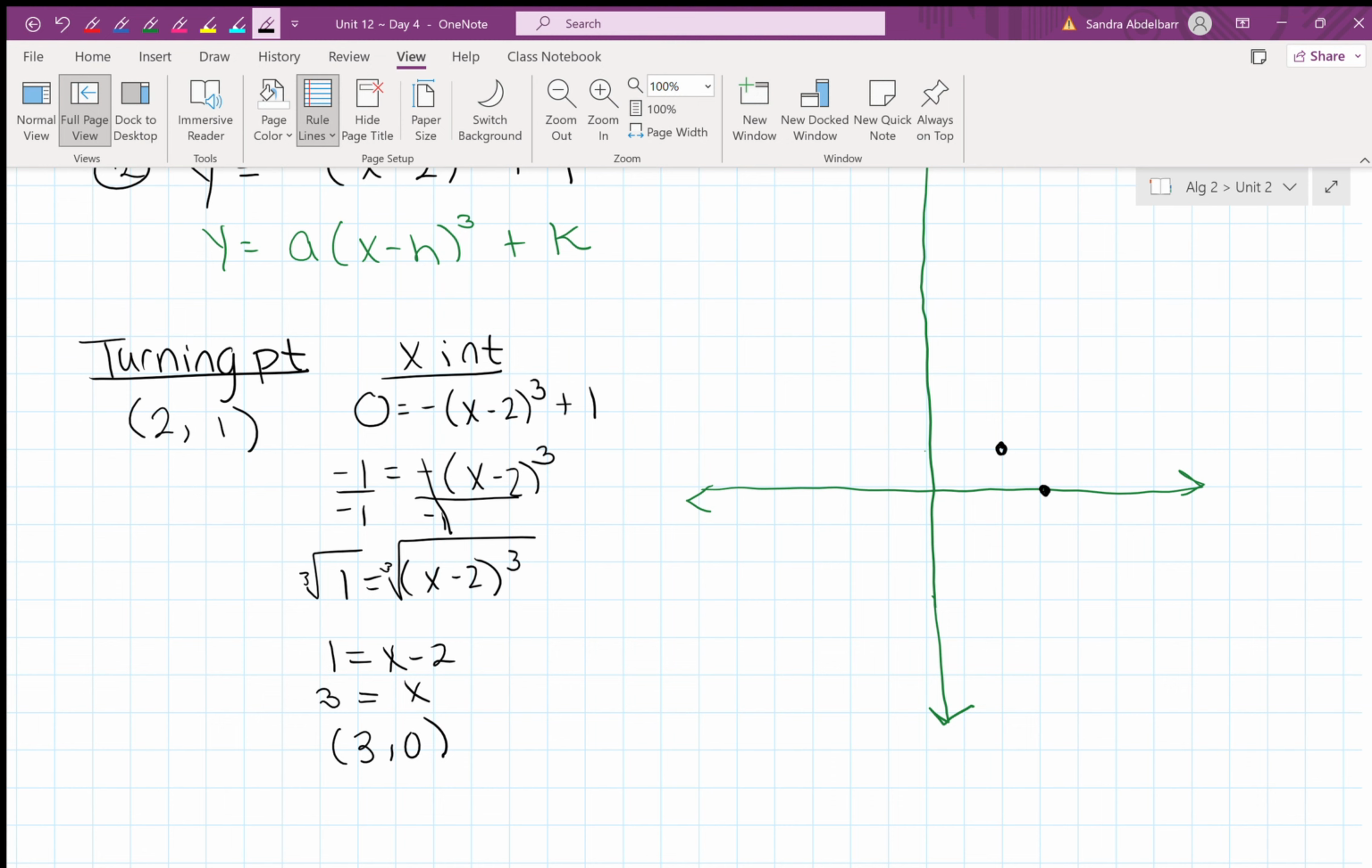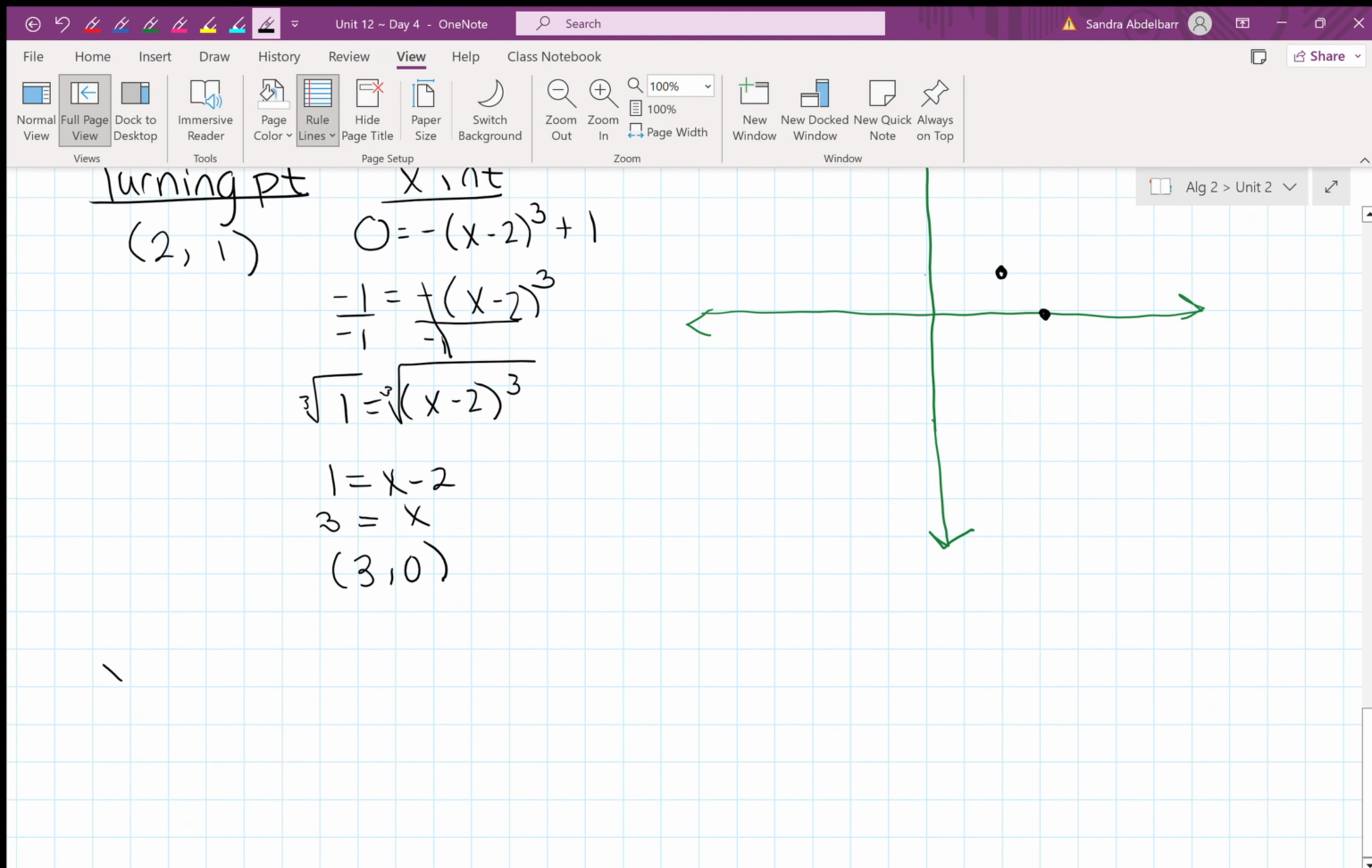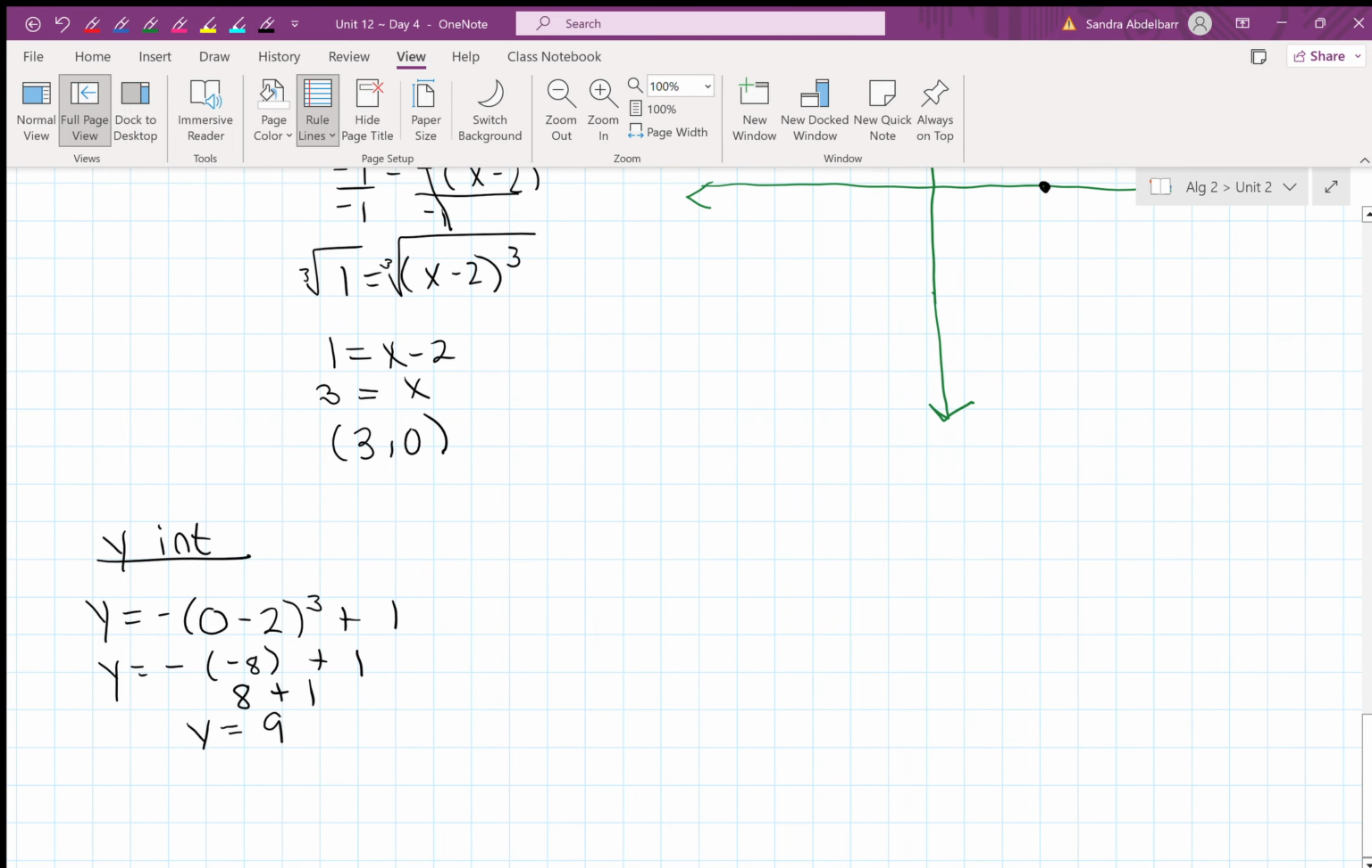And now let's talk about our y-intercept. All right, our y-intercept is going to be y equals the negation of 0 minus 2 cubed plus 1. So then we're going to have the negation of negative 8 plus 1, which is 8 plus 1, so that is 9. So our y-intercept is the point 0, 9.